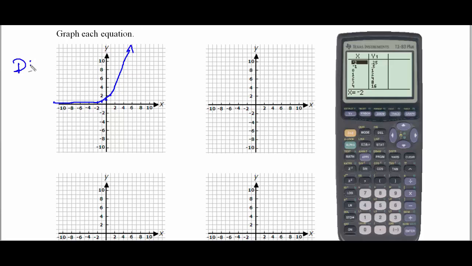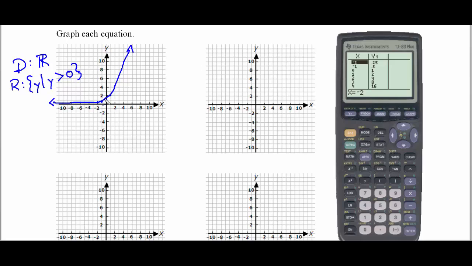So this means my domain is going to be all real numbers, because this goes infinitely to negative infinity on x, and infinitely to positive infinity on x as well. So infinity, or all real numbers, for domain. For range, though, the y is never, ever going to be 0 or lower. So y is going to be greater than 0.